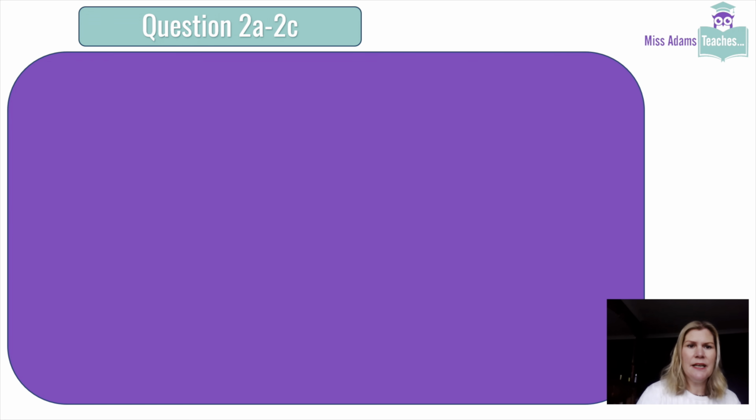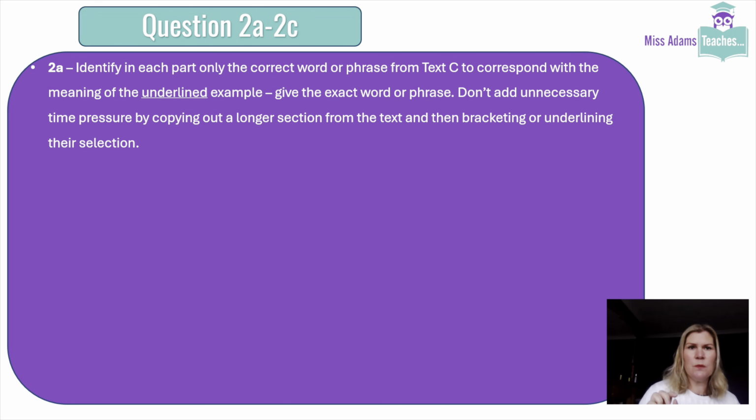Okay, 2A, 2C. So now we're on our third text. Hurrah, we're on text C. Now, 2A is the one where they give you a statement with a little bit underlined, and you've got to find the precise words or phrase in the text that means the underlined example. So you've got to be precise.